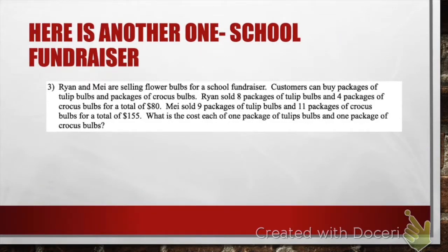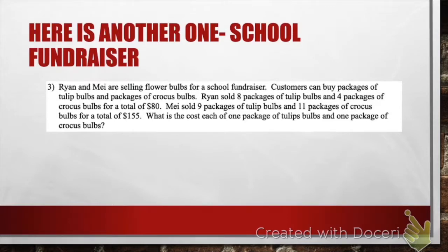Now we're going to do some school fundraisers. Let's read the problem together. Ryan and May are selling flower bulbs for a fundraiser. Students can buy packages of tulip bulbs and packages of crocus bulbs. Ryan sold 8 packages of tulip bulbs and 4 packages of crocus bulbs for a total of $80. May sold 9 packages of tulip bulbs and 11 packages of crocus bulbs for a total of $155. What is the cost each of 1 package of tulip bulbs and 1 package of crocus bulbs?